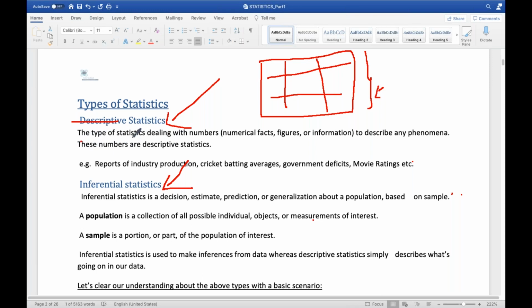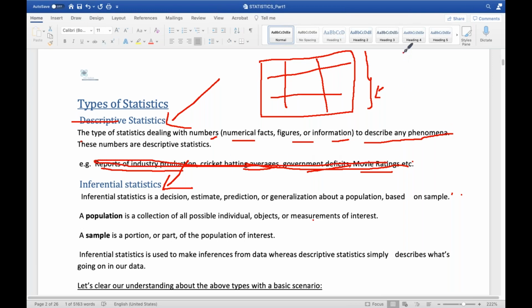You can read this particular point. This type of statistics deals with numbers, numerical facts, figures, and information to describe any phenomena. These numbers are descriptive statistics, such as industry production reports, cricket batting averages, government deficits, movie ratings. This kind of description we can give, guys.